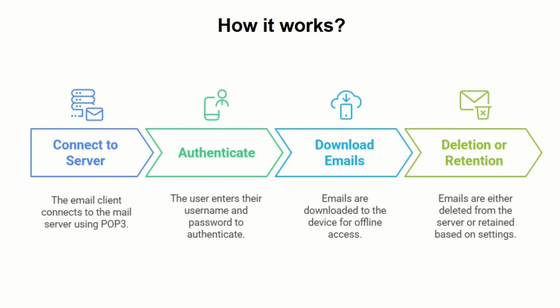So when you check your email, the email client such as Outlook, Thunderbird, or Apple Mail connects to a mail server using POP3. You enter your username and password to authenticate with the server. The emails are then downloaded to the user's device. Once downloaded, they can be read without an internet connection. Depending on settings, emails may be deleted from the server after downloading, or they may be retained.